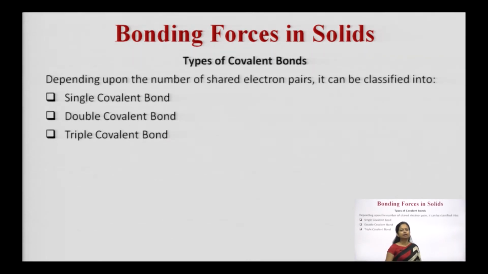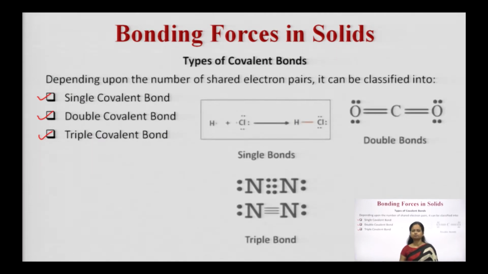Moving ahead, you have studied two ways of forming the covalent bond, but how many electron pairs have been shared between the atoms? That will also give one classification of covalent bonding, meaning whether the sharing is done for a single covalent bond, double covalent bond or triple covalent bond. So, depending upon this, three types of covalent bonds can exist. Let us have a look at the examples as well.